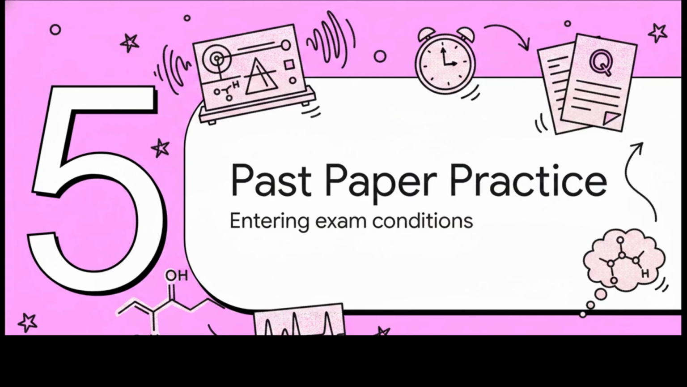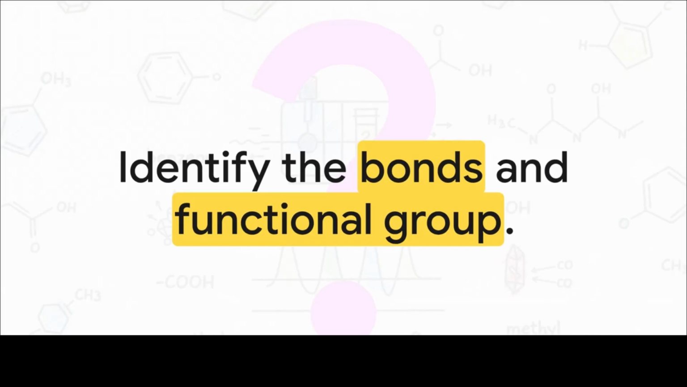Section 5, Edexcel past paper practice. Let's enter exam conditions and elevate this by tackling some real past paper questions. Take a quick second to grab a piece of paper. I want you to write down your answer exactly as you would for an examiner. A spectrum shows a broad absorption between 3,230 and 3,550, and a strong absorption between 1,000 and 1,300. Identify the bonds and suggest the functional group.